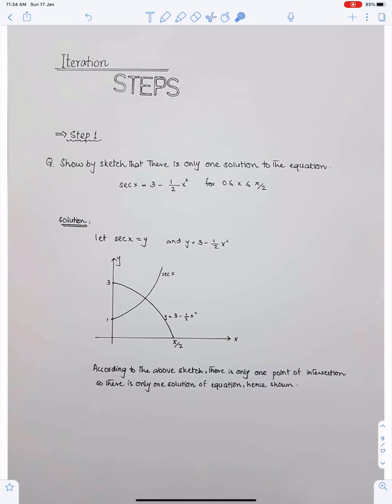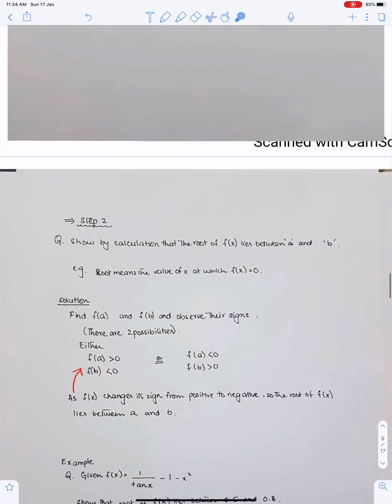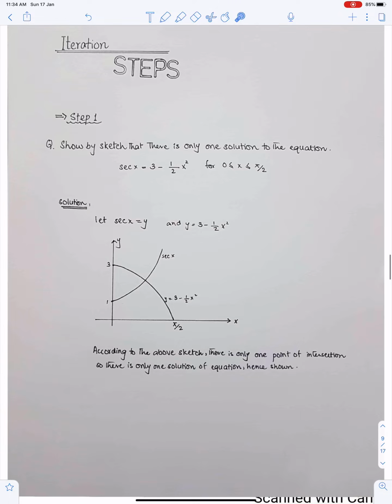See, according to this sketch, there is just one point of intersection. So there is just one solution of this equation for this domain shown. So according to the above sketch, there is only one point of intersection. Hence, there is only one solution of the equation. This is step number 1. You have to suppose this y, and sketch this separately and this separately for this domain. And this question is normally 2 marks.